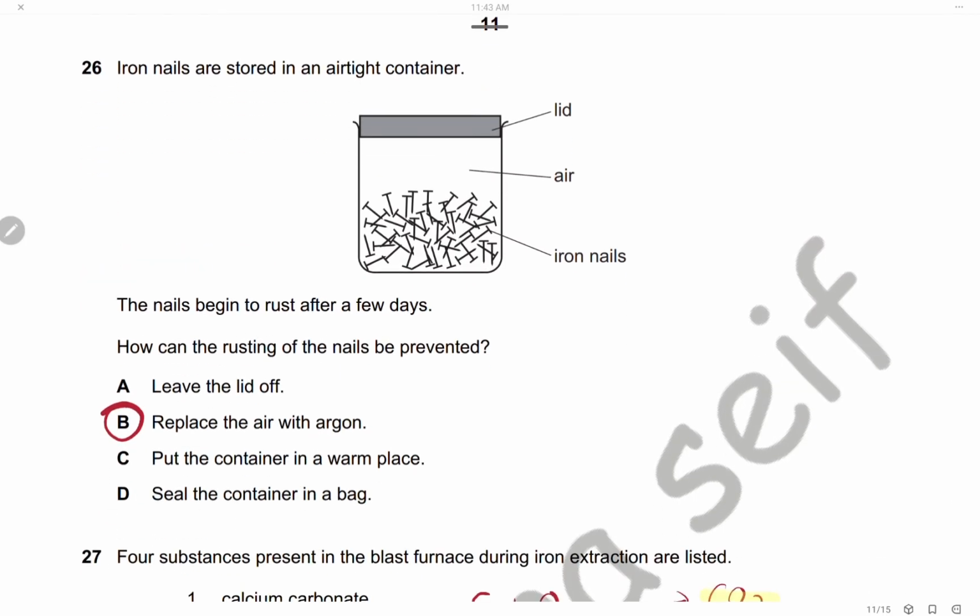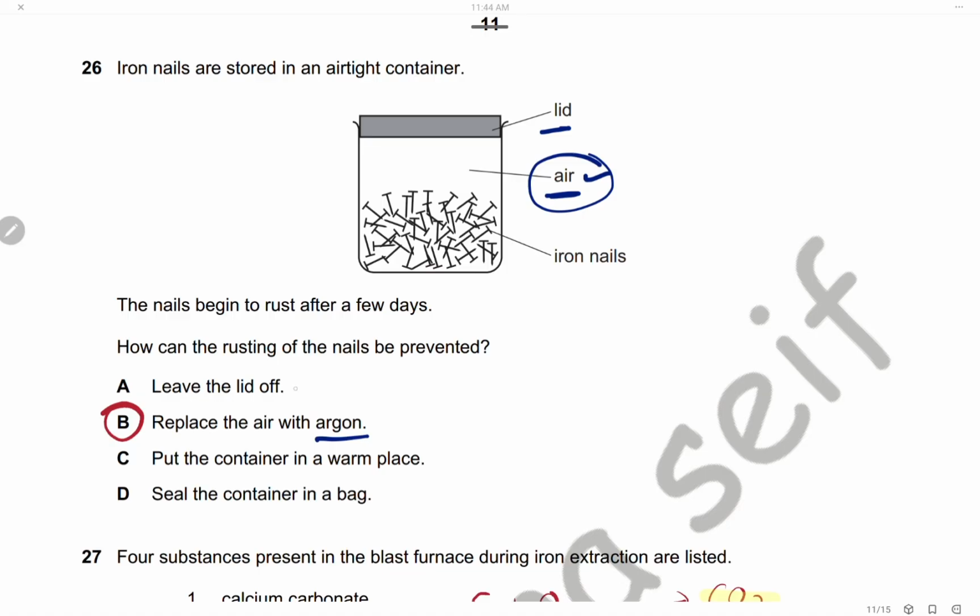Question 26. Iron nails are stored in an airtight container. Here the container is closed with a lid, but it contains air inside. The nail began to rust after a few days because the air contains, of course, oxygen and water vapor. Even though the container is closed, we still have air inside. How can the rusting of the nail be prevented? If we replace the air with an inert gas like argon, this will prevent rusting because there will be no oxygen and water vapor. So the answer will be B.